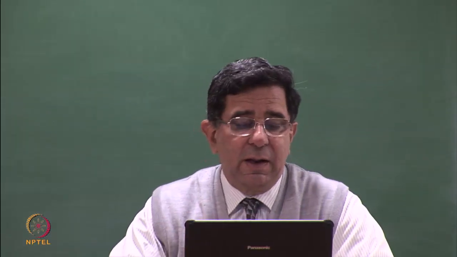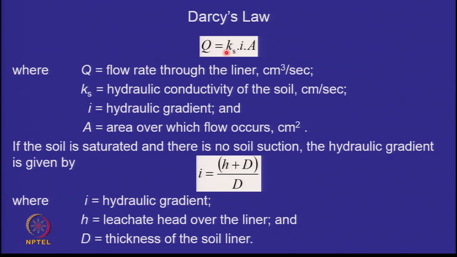So please use these formulae. You remember Q is equal to KiA: hydraulic conductivity, hydraulic gradient, and the area, right? And what's the hydraulic gradient in this case? It is (H plus D) over D, where H is the leachate head over the liner. In this case, it is 0.3 meters, and the thickness of the liner is 0.9 meters. So can you please calculate Q for me? As per this formula, it will come out in centimeter cubed per second, but I want you to compute it in liters per hectare per day. Please note these two formulae, and then I'll go back to the problem.